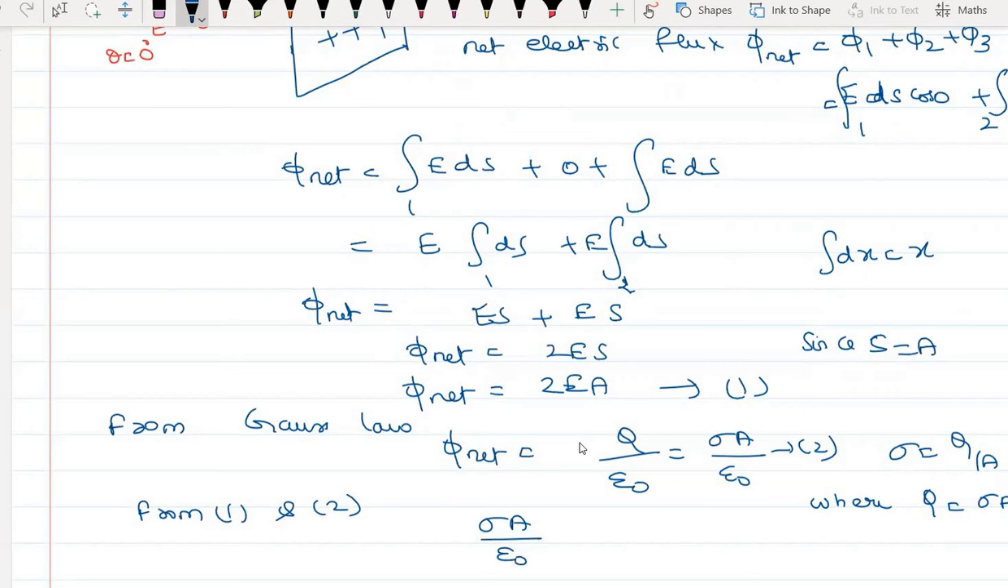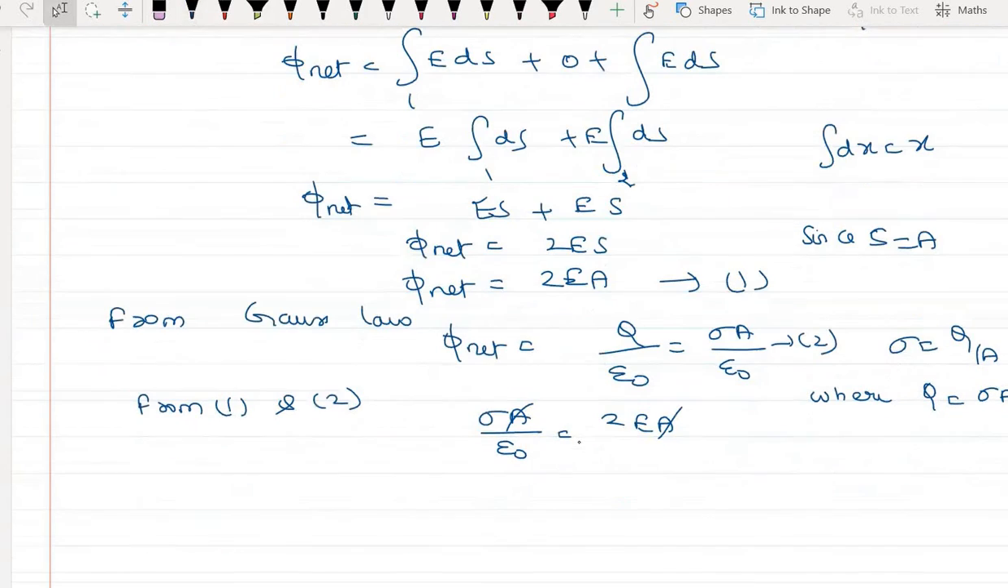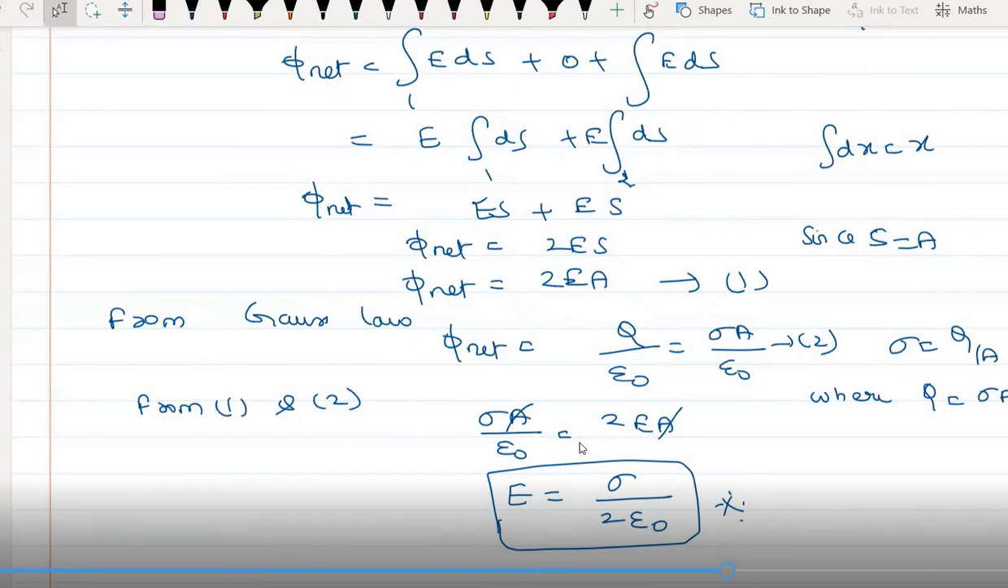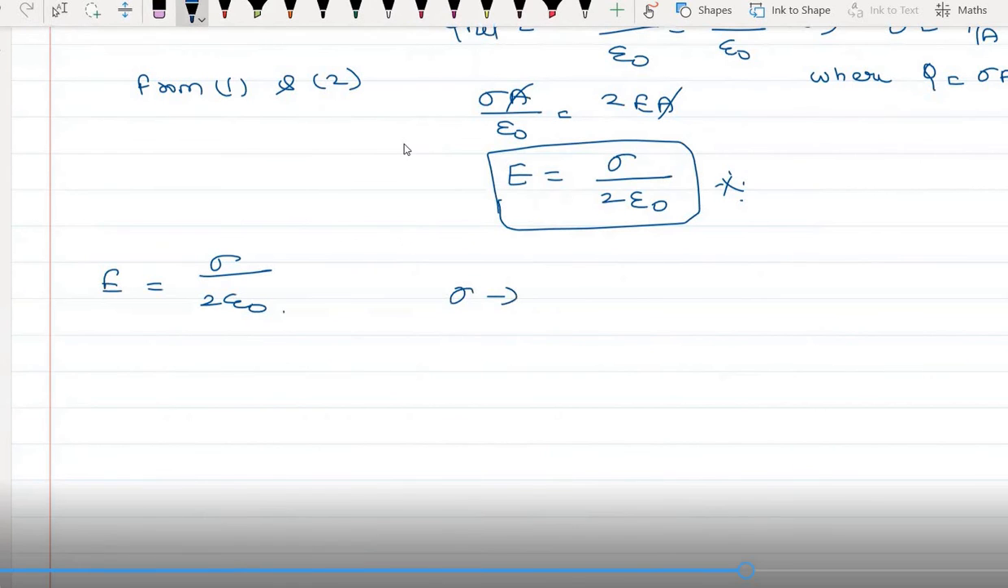Sigma A by epsilon naught will be equal to 2EA. A A cancels. Electric field is given by sigma by 2 epsilon naught. This is very, very important. Even in capacitor, we will use this. Just let me know whether you have understood this or not, because this sigma is constant for a given charge distribution. Epsilon naught is also a constant.